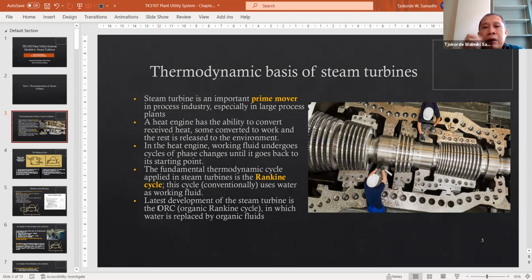Now, there's an interesting way that we can do it in the ORC cycle, although it's beyond the scope of this class. Suffice it to say that if we use an organic fluid, then the boiling can be done at a much lower temperature compared to water. So you can utilize heat sources at a much lower temperature than what you can do with the conventional water-based Rankine cycle. But anyway, that's stuff for another time.